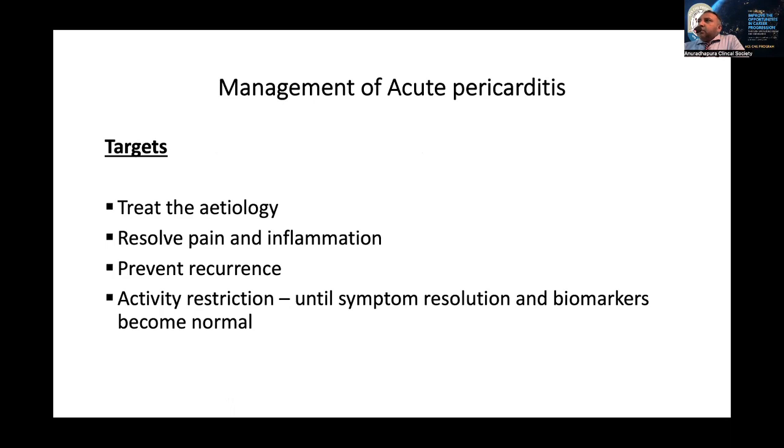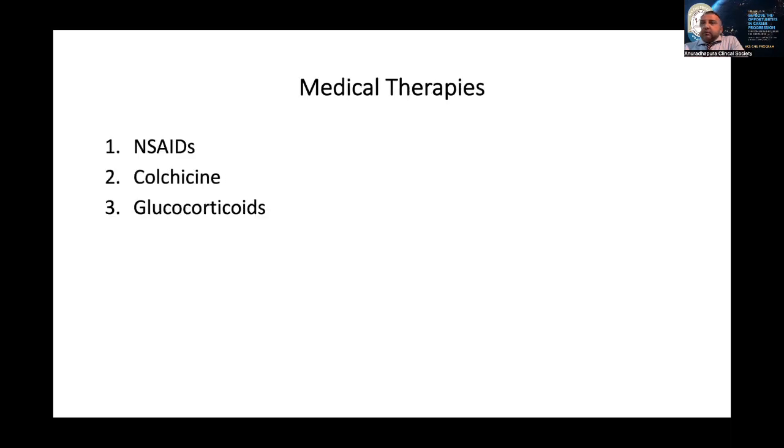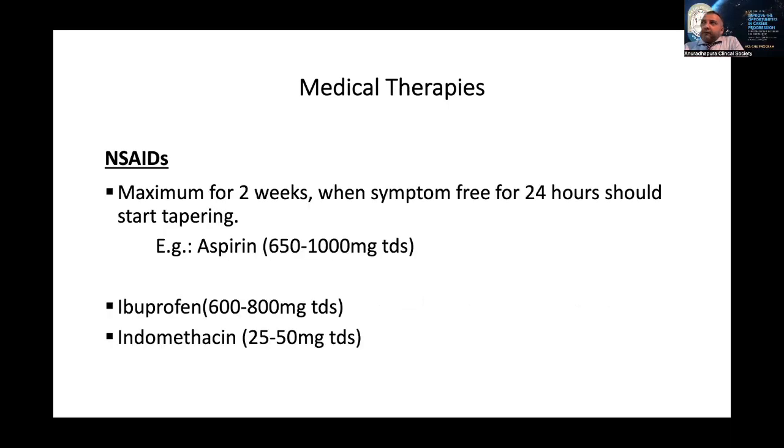So how do you manage it now? Of course, you have to treat the etiology, give some pain relief with analgesics, and control the inflammation. These are the three major things: you can treat with NSAIDs, colchicine, and in resistant cases you can consider steroids. You have to give aspirin, but at fairly higher doses, and continue until the patient is pain-free, for a minimum of 20 to 24 hours.